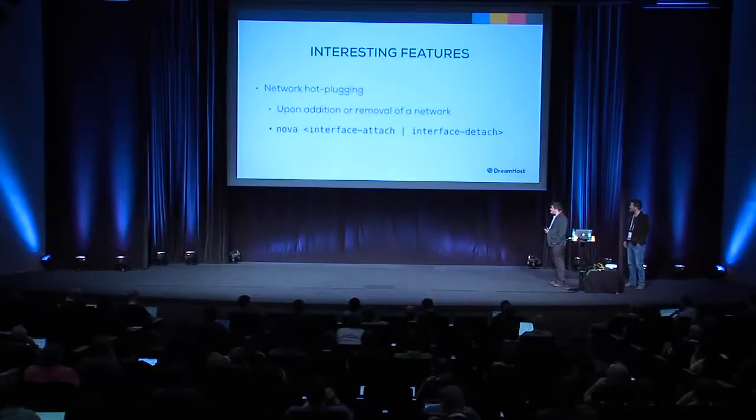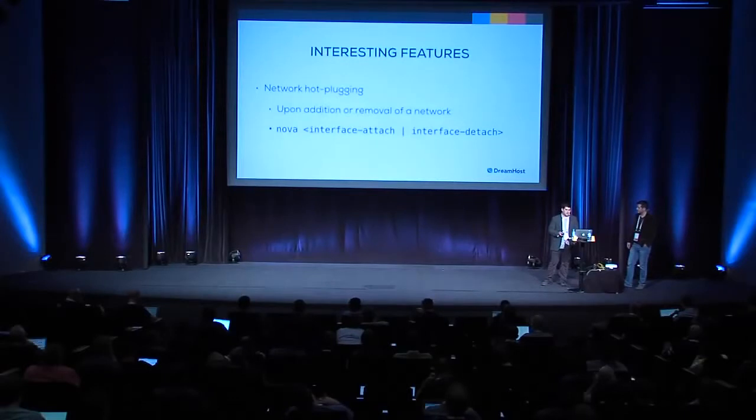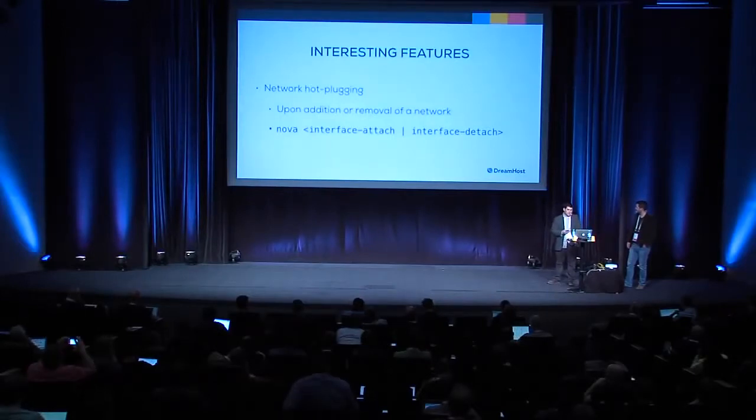So let's talk about a couple other interesting features that the rug has. One of those is network hot plugging. So what that means is that as customers add or remove networks to their tenants, we can add them with no downtime, no required router reboots. And so that makes use of the Nova interface attach and detachment calls.